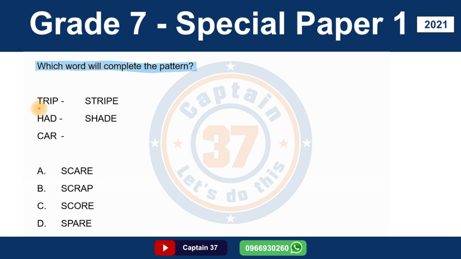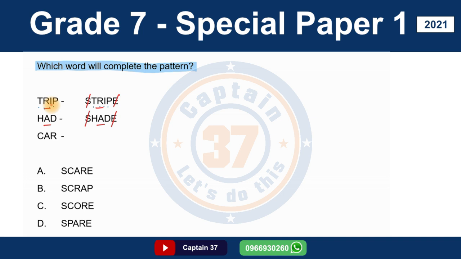There is T-R-I-P. What does this mean? It means that the last letter was removed and the first letter was removed. How about here? H-A-D, then there's S-H-A-D-E. Again, you remove the last letter and the first letter here to have this word, as was the case here.